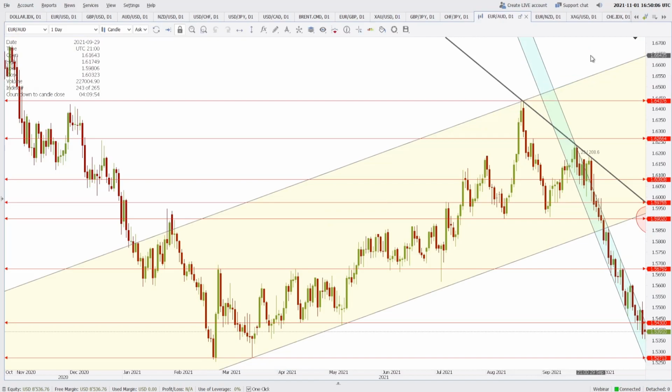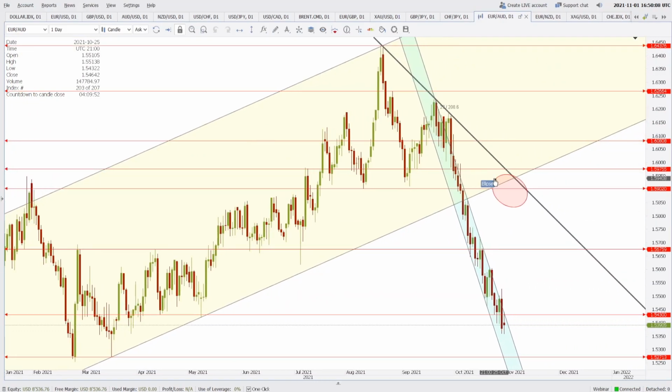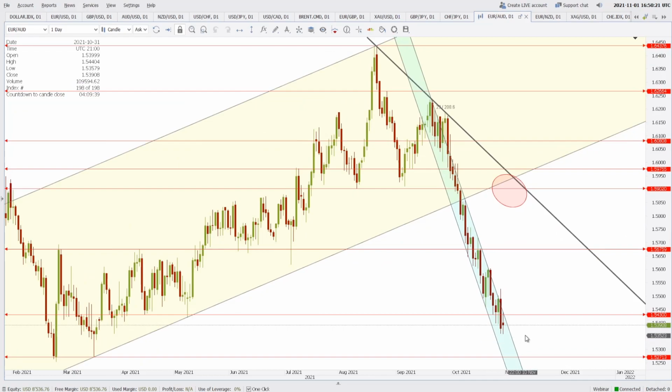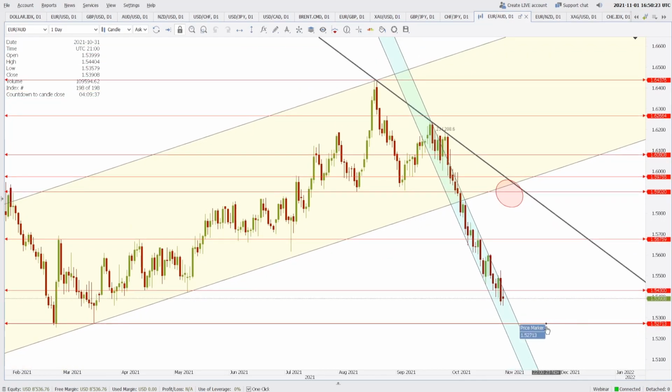Talking about the euro against Australian dollar, euro is much weaker as we see Australian dollar in front of it. 1.5430 is the next resistance because it was breached on Friday, and today it is already acting as a resistance, as you can see on the chart, and the support now is sitting at the 1.5271 region.